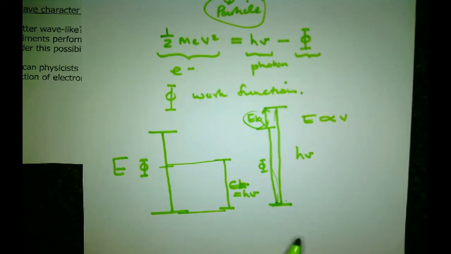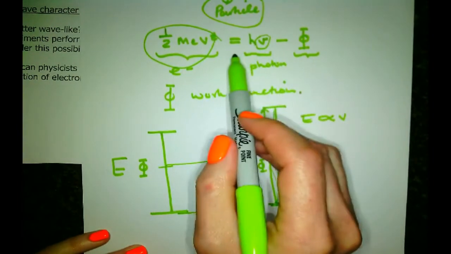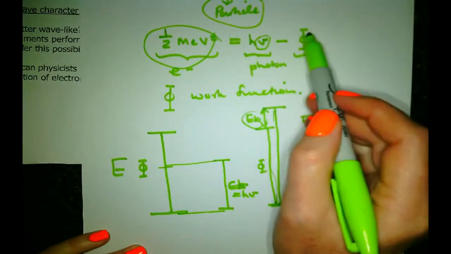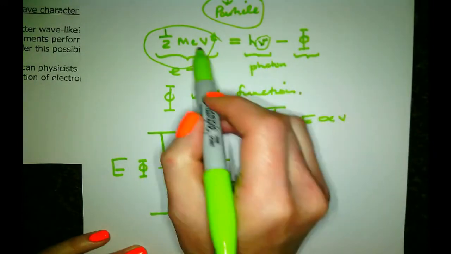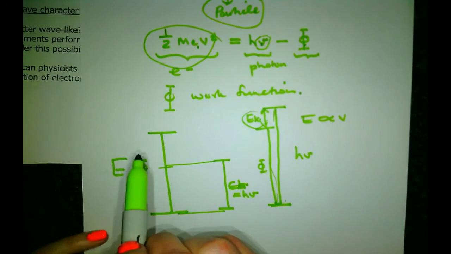The kinetic energy increases linearly with frequency, but is independent of the intensity. That's our second observation. Kinetic energy increases with frequency, because remember that is a constant. So if that increases, that will increase, that remains constant. That explains the second observation.